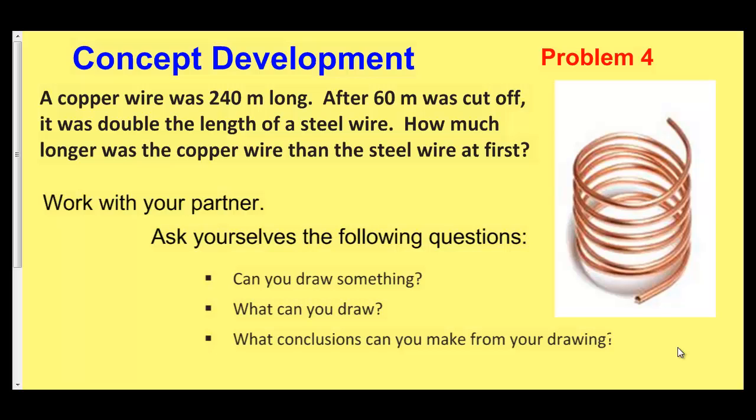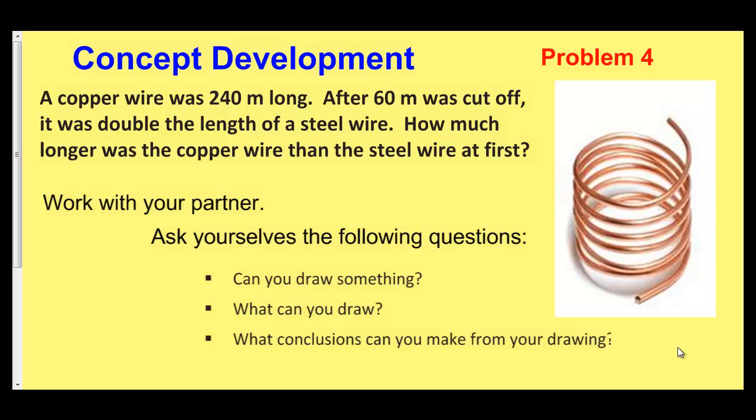So the first thing I want you to do is think, can you draw something? This will help to alleviate the confusion. So think about how long the copper wire is. And then I want you to think about how long it was after 60 meters was cut off. And that tells you that after the 60 meters was cut off, it was double the length of the steel wire. So it wants to know how much longer was the copper wire than the steel wire at first.